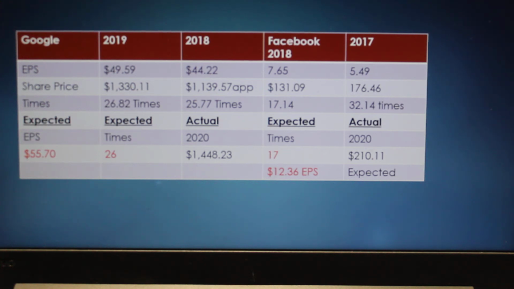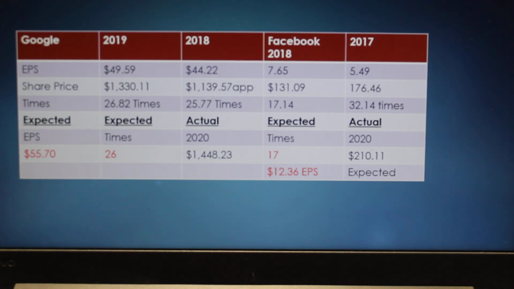Now, if we were to use the same 26 times, we can almost work out the earnings per share of $55.70. So we have similar earnings, slightly higher, maybe about $5 to $10 higher compared to the previous period. So again, its earnings are quite low, but the share price is appreciating significantly, between $100 and $200 every year.